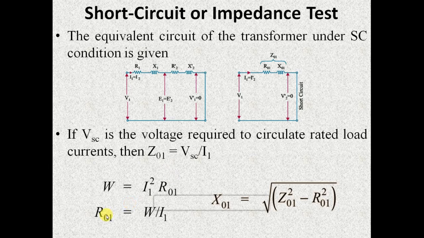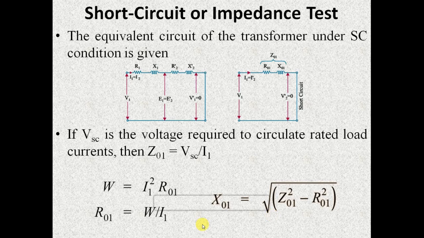And we have determined the value of R01 from the wattmeter reading and the ammeter reading. So once these two values are known, we can easily determine the value of X01 by using this relation. That is the basic relation of impedance: Z is equal to square root of R square plus X square.